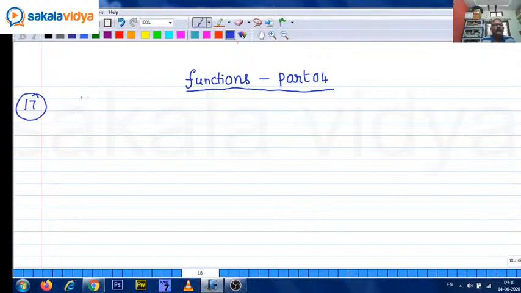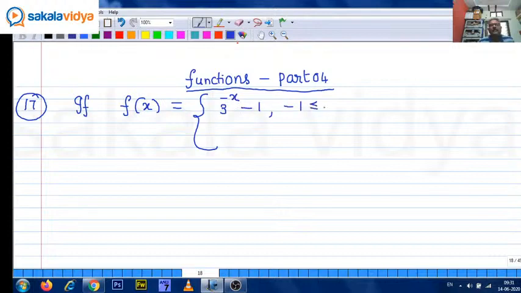Seventeenth question. If f of x equals 3 power minus x minus 1, for minus 1 less than or equal to x, x less than 0. That means whenever x lies between minus 1 comma 0, minus 1 is included, 0 is not included. Then write 3 power minus x minus 1. Next one is tan of x by 2, for 0 less than or equal to x, x less than or equal to pi. X lies between 0 comma pi, and here 0 and pi are included.